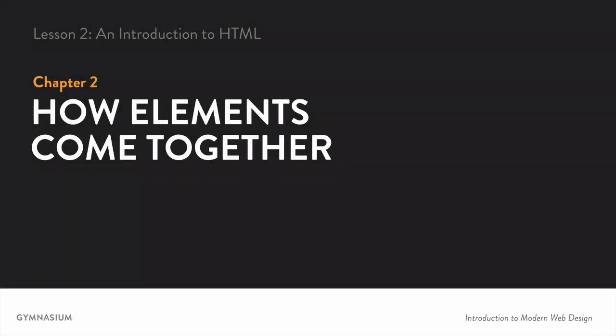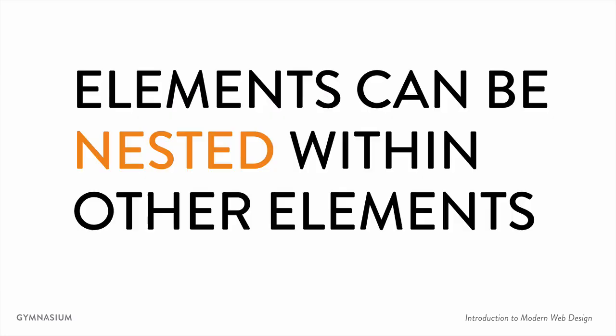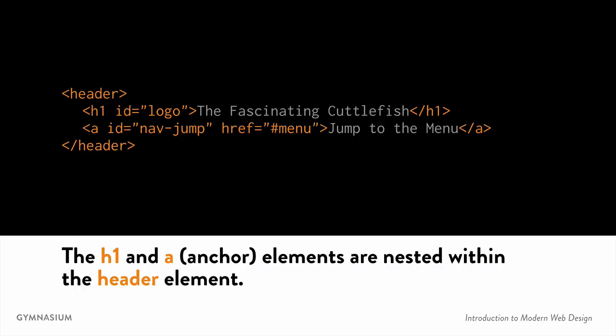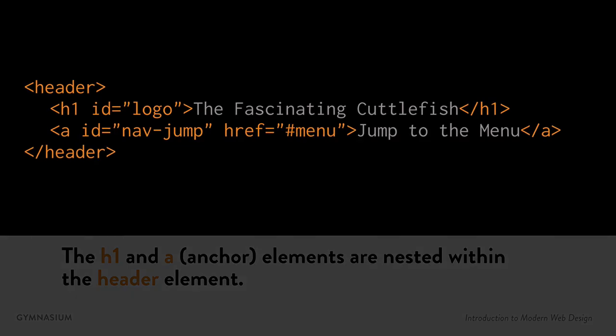Welcome back to Chapter 2, and in this chapter we're going to be talking about how elements come together. Now in HTML, one element can be nested within another element. In fact, multiple elements can be nested inside of other elements. In this particular example, you see an H1 element and an A element nested inside of a header element.